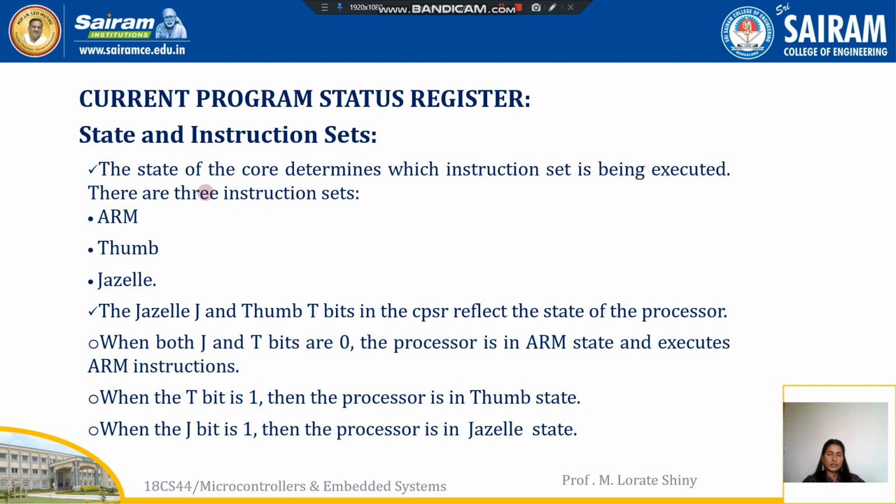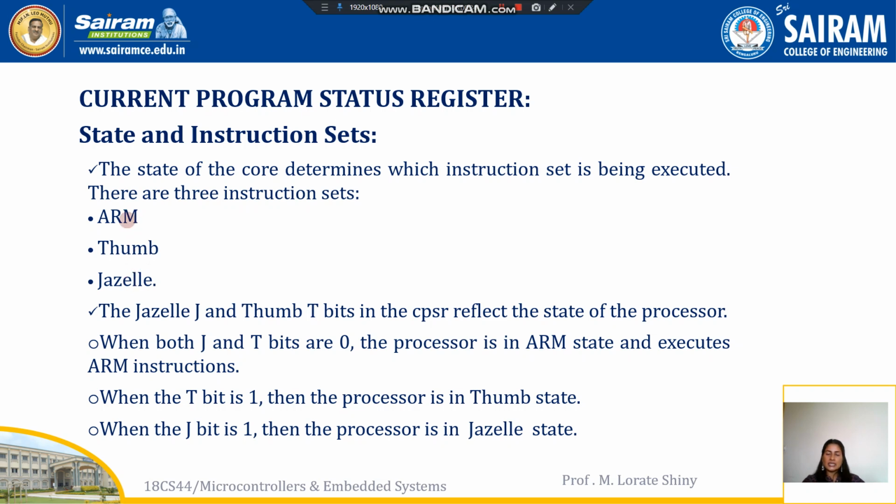The state of the core is used to decide which instruction set needs to be executed. Actually, there are three instruction sets: ARM, Thumb, and Jazelle. The ARM instruction set is a 32-bit instruction set. Thumb is a 16-bit instruction set. Jazelle is an 8-bit instruction set.